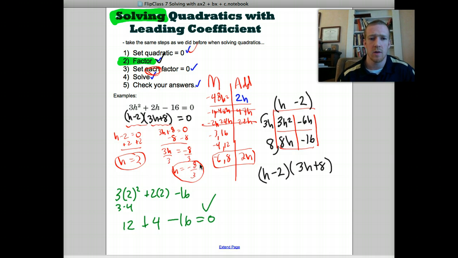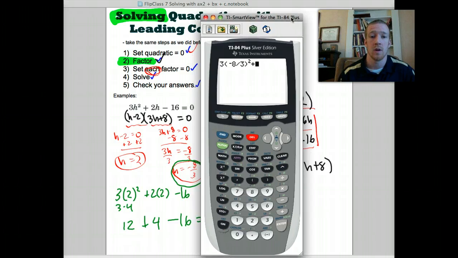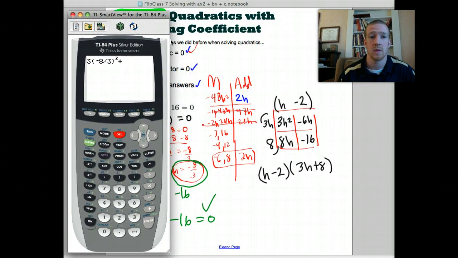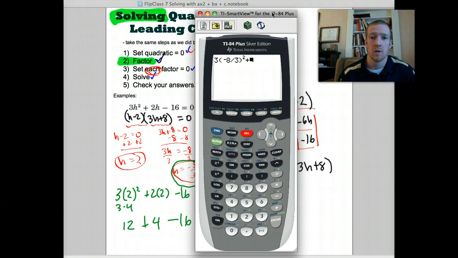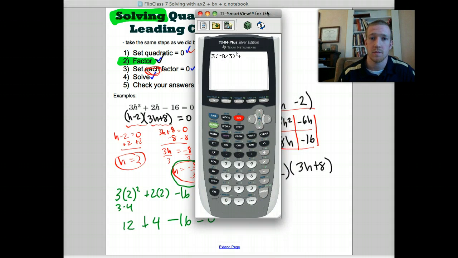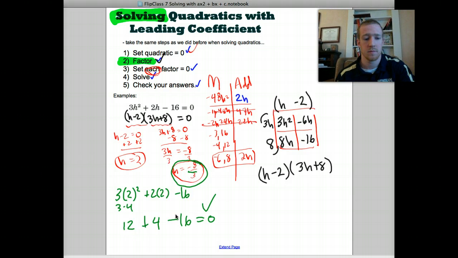So that works. Now how do we check this negative 8 thirds? Especially for those of you that don't do fractions, it's going to be tough because that's a fraction. But fractions are people too, and we can do math with fractions. So I'm going to show you how to use your calculator. We want to plug this negative 8/3 into this function here. Where can I put this so it's not in the way? Actually, if I just make this smaller maybe, whatever.